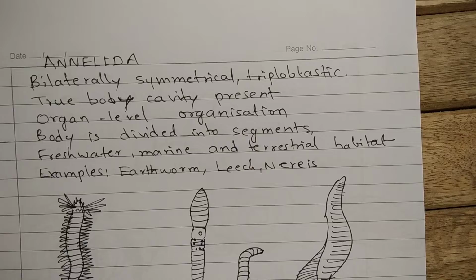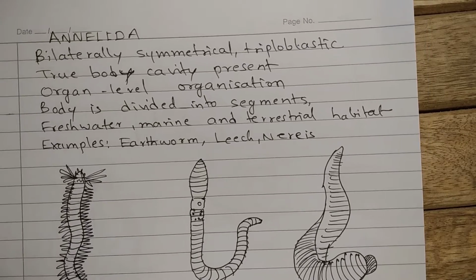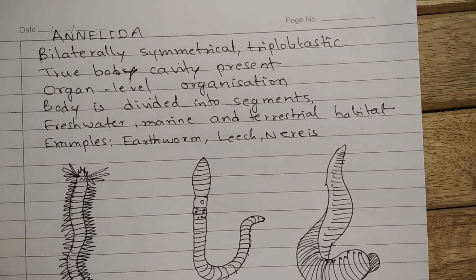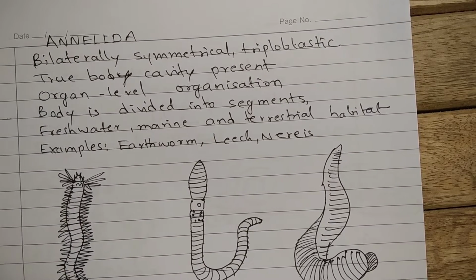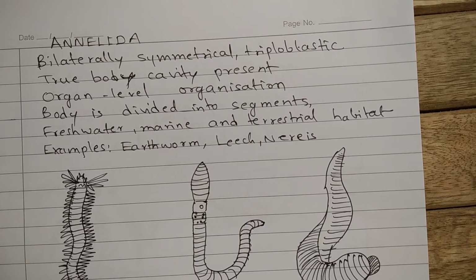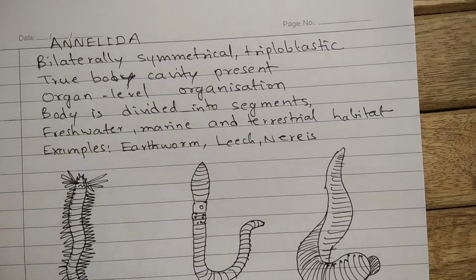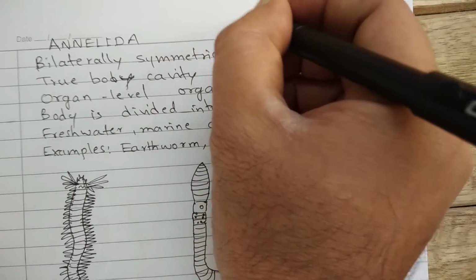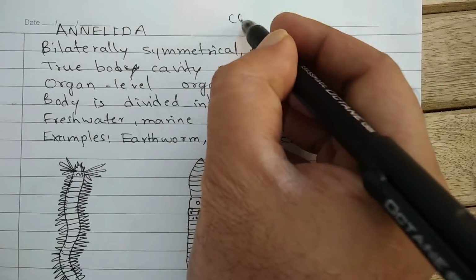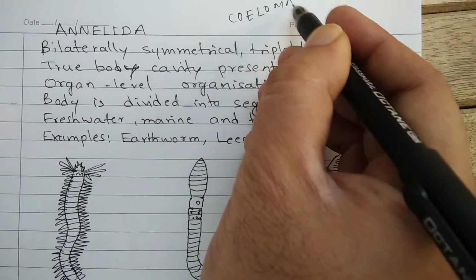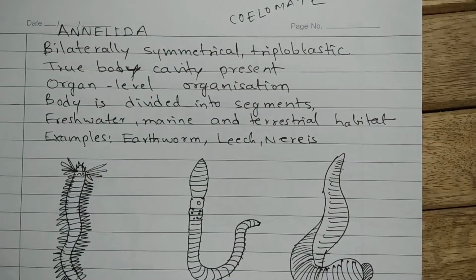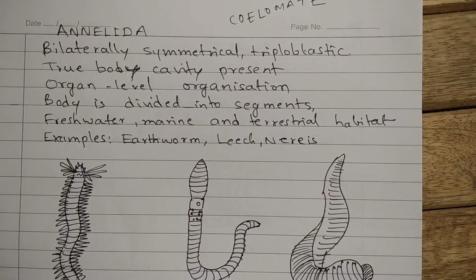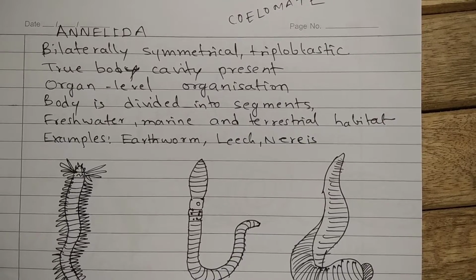Next phylum is Annelida. The term Annelida has come from annules, meaning rings or segments. So these animals have a segmented body. Now body cavity is present. Since body cavity is present, organs can develop, and that is why these are called coelomates. Now each segment has its own set of organs. That is the unique property of Annelida, and that is why the name Annelida has come.